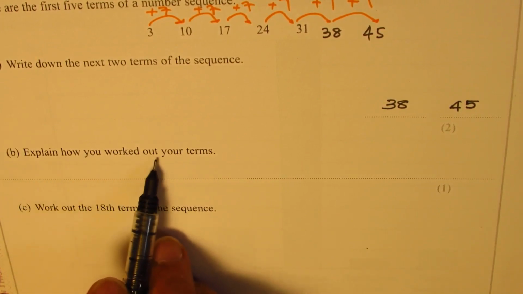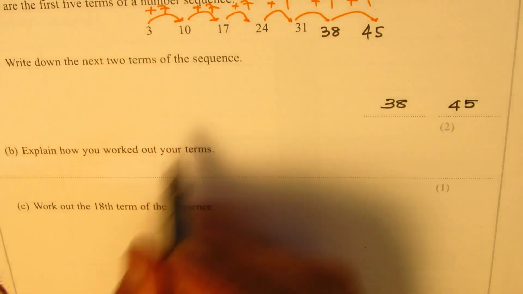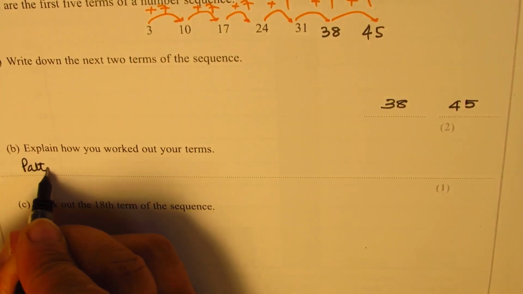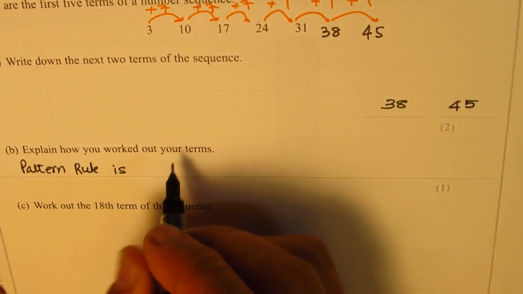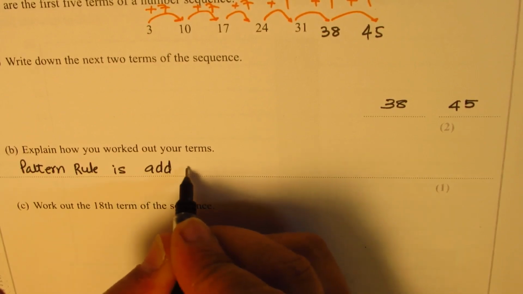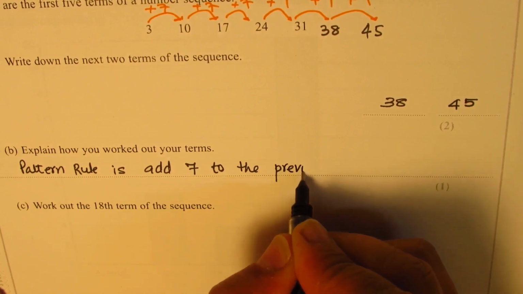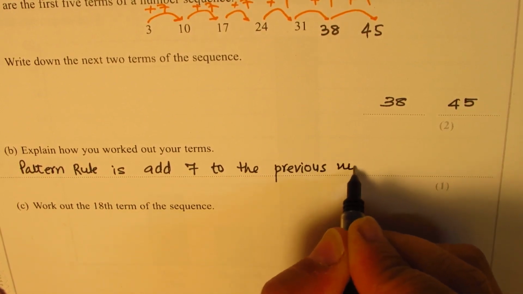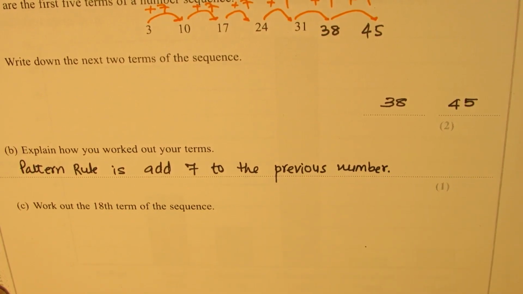Now explain how you worked out your terms, right? So the pattern rule is: add 7 to the previous number. Is that clear? So that is your pattern rule. We also mentioned this as iterative rule, right? So by iteration, you keep on repeating the same process, keep on adding 7.